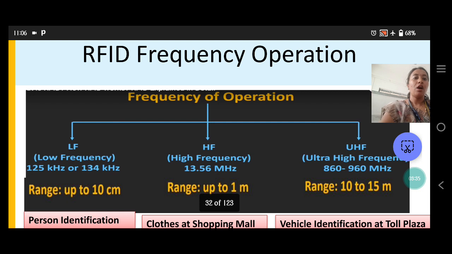RFID operating bands are LF, HF, and UHF: low frequency, high frequency, and ultra high frequency. Low frequency ranges up to 10 centimeters, high frequency ranges up to about a meter, and ultra high frequency ranges from 10 to 15 meters.